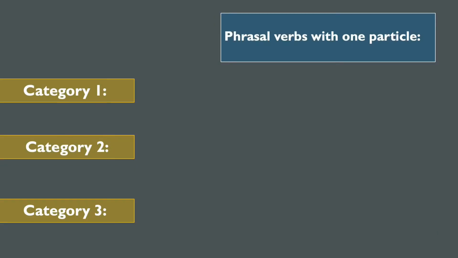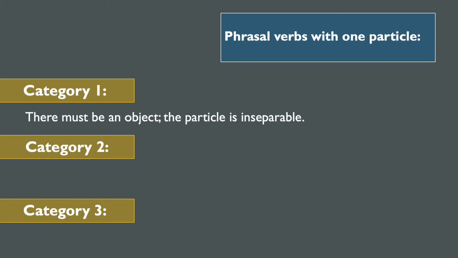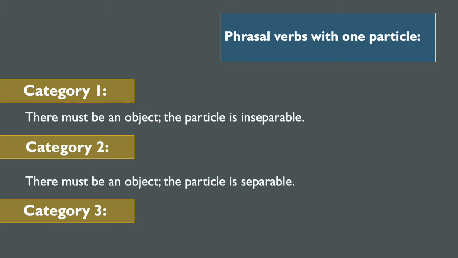When it comes to phrasal verbs with one particle, there are 3 potential categories. So in category 1 and in category 2, there has to be an object. In category 1, the particle is inseparable, meaning it can't be separated from the verb. And in category 2, the particle is separable, which means it can be separated from the verb. In category 3, on the other hand, there is no object. So let's take a look at these categories one by one.